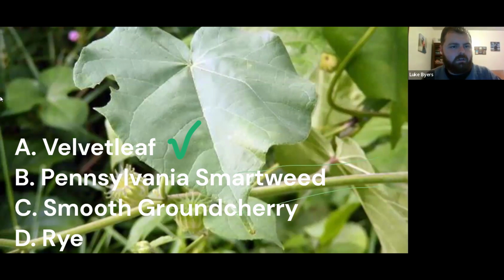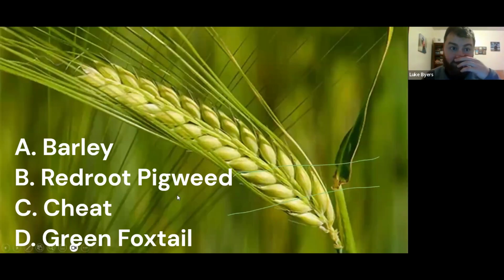So, next one here. All right. Your four options are barley, red root pigweed, cheat, and green foxtail. Go ahead and put in your answers. Right, we have one answer so far. 2, 3. Just need one more. All right. Hey, that was great. You guys got that one 100%.